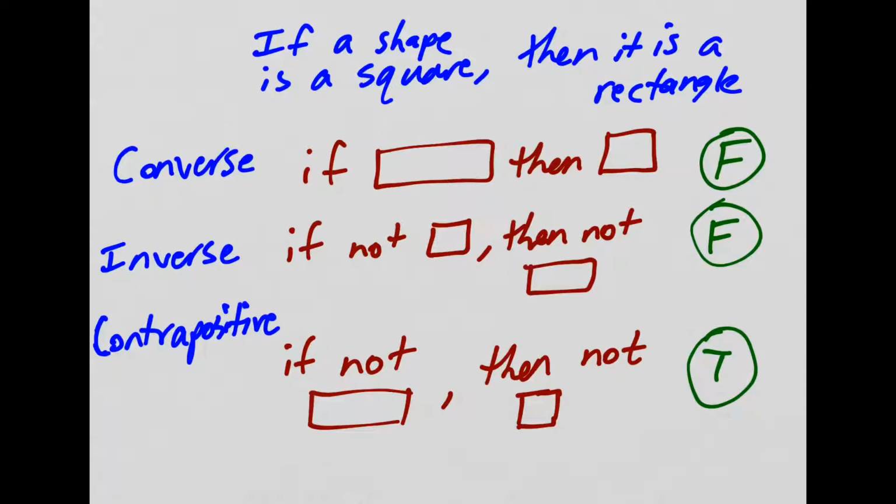So consider an example conditional statement. If a shape is a square, then it is a rectangle, which is true. The converse would be to flip these around and say, if a rectangle, then a square, which is not true. So we would say that the converse is false. The inverse would say, if not the original hypothesis, then not the original conclusion, which is also false. And the contrapositive says, if not the original conclusion, then not the original hypothesis, which in this case is true.